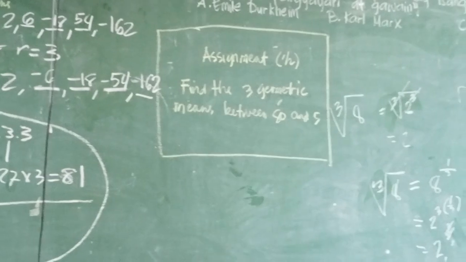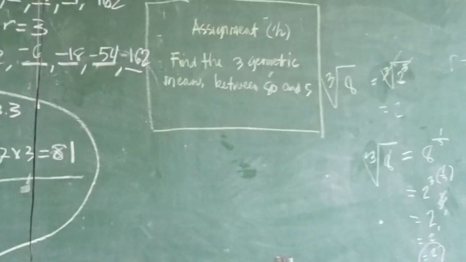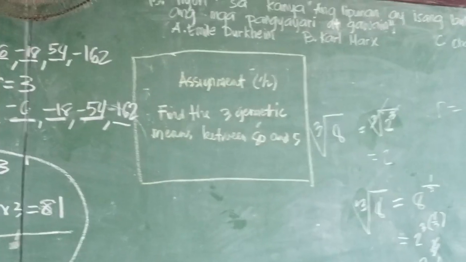Do not forget your assignment on the board. You are going to insert the 3 arithmetic means between positive 80 and positive 5. 80 there is the first term.